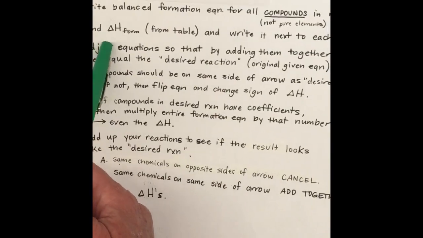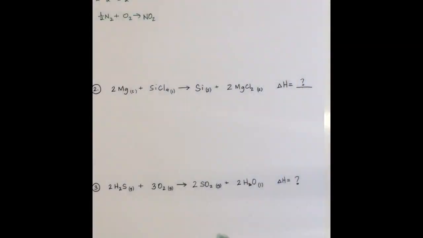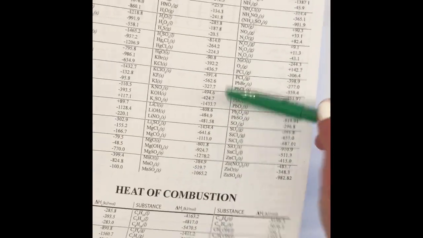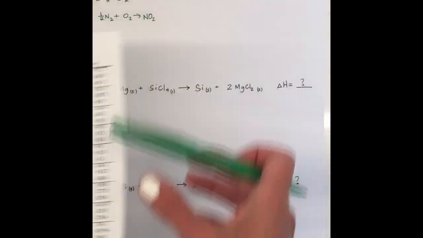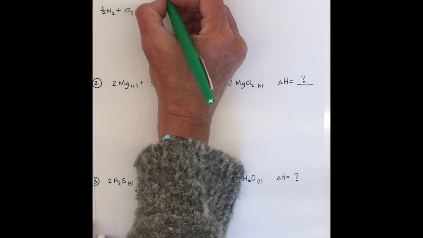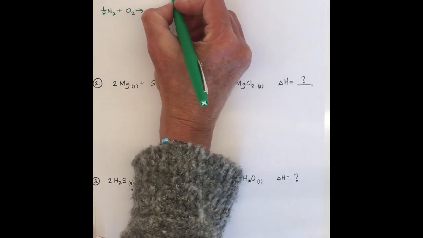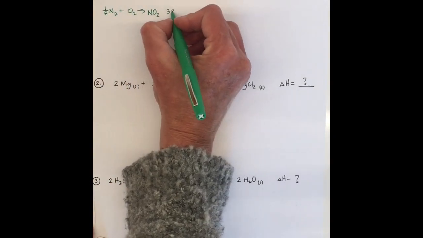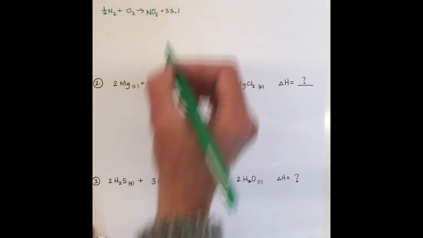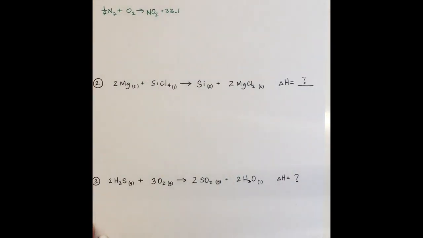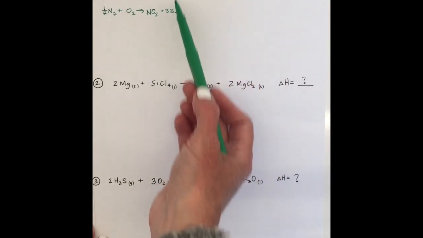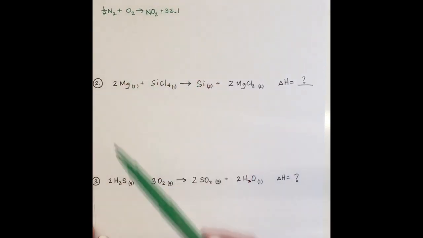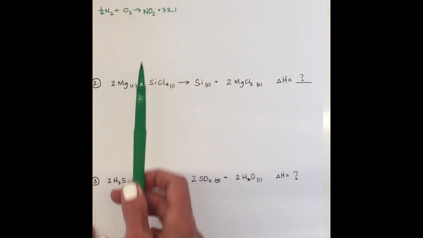Step 2, find the delta H formation from the table and write it next to each equation. Because these are formed from their elements, I can find their delta H's on this chart. So if I look up nitrogen monoxide NO, its delta H is 90.3, and NO2, its delta H is 33.1, and those are both positive. I'm just writing it next to the equation. I'm going to make a little column that says delta H. I don't have to put it in the equation. I'm just writing the equations and listing the delta H formations for each of those next to that equation.